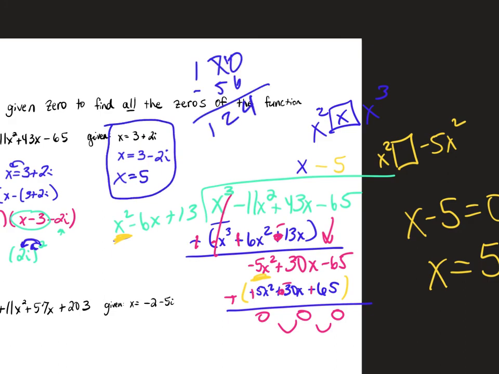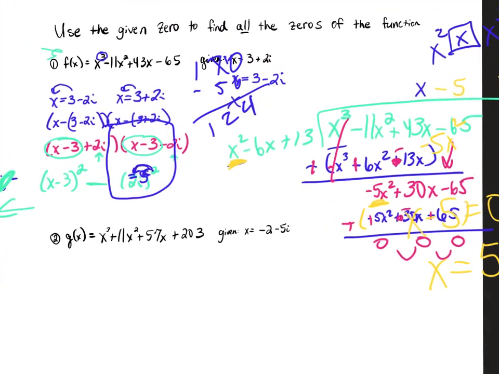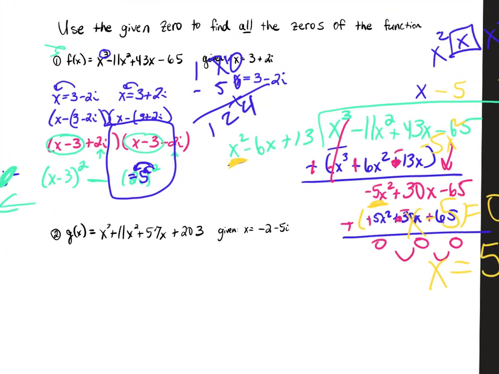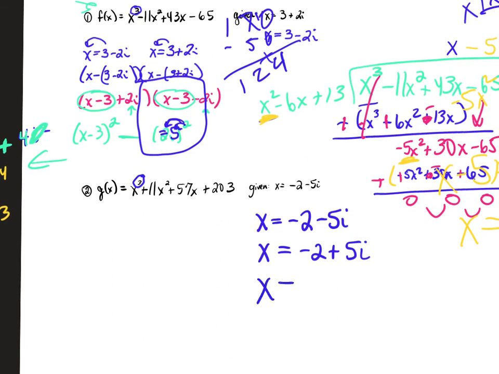Okay, so let's look at the next one. They gave me the 0, which is x equals negative 2 minus 5i. That means I also have a 0 at x equals negative 2 plus 5i. We always have to account for the conjugate. All right, I'm starting off with x to the third. That means I have to have 3 zeros, so I'm going to find one more, and it's going to be real.